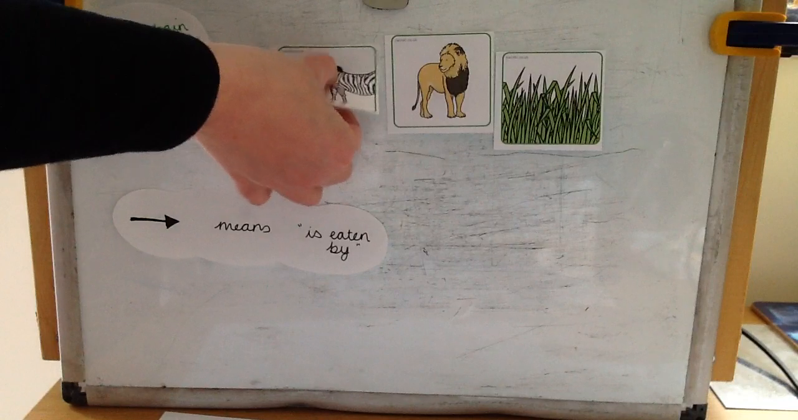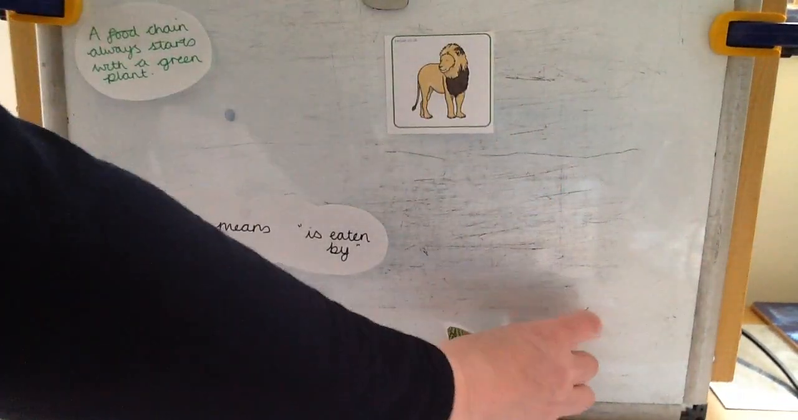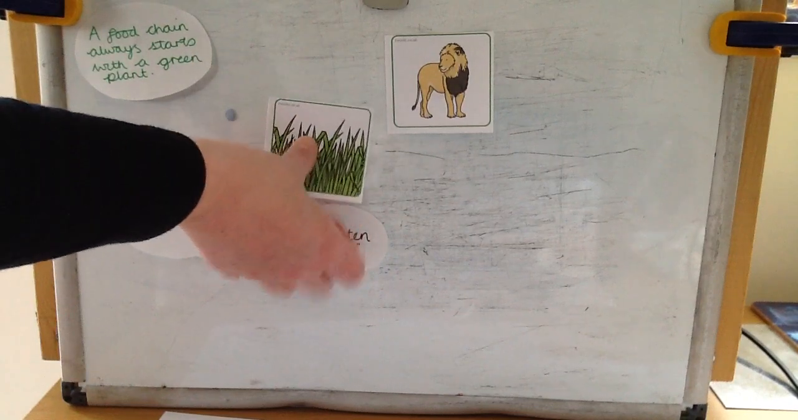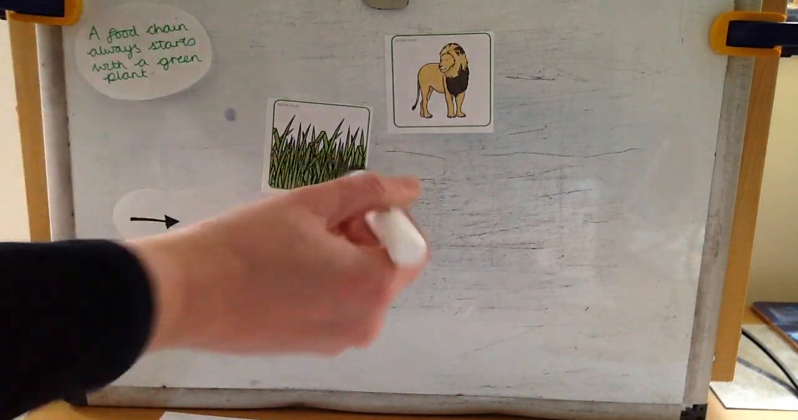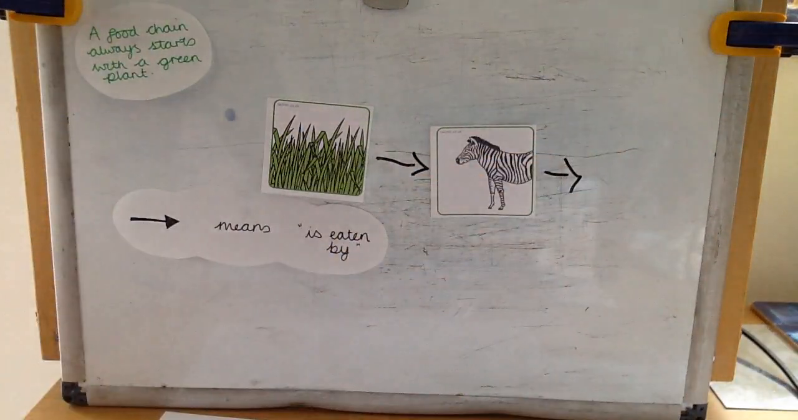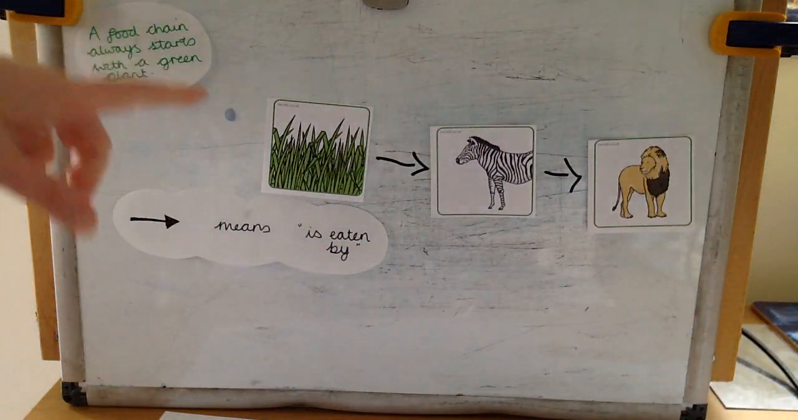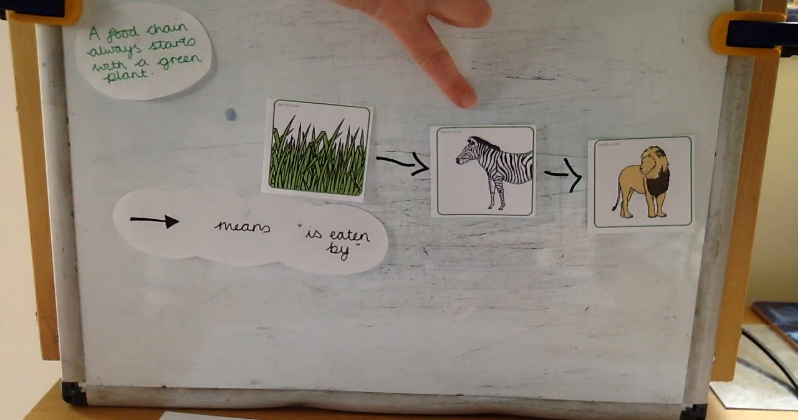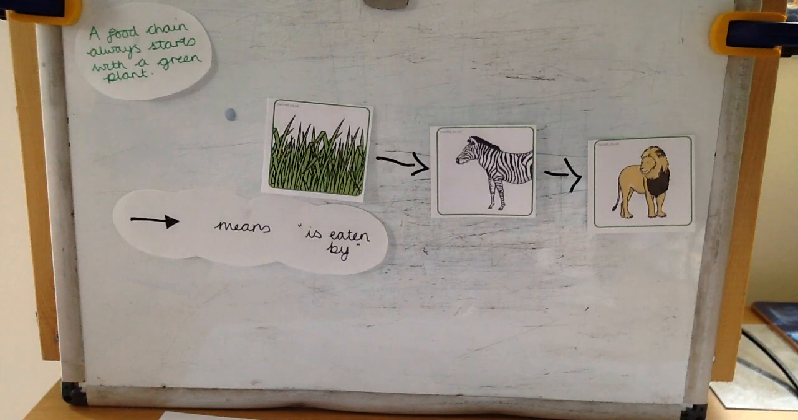Fantastic. Okay, so we have to remember that a food chain always starts with a green plant. So our green plant would go at the beginning. We need to add our arrows, because our arrows mean is eaten by. And I know that zebras eat grass. So this food chain is now showing that grass is eaten by a zebra, and the zebra is eaten by a lion. Fantastic. We need to remember that the green plant always starts our food chain, and we need to make sure that our arrows are going the right way, meaning is eaten by.